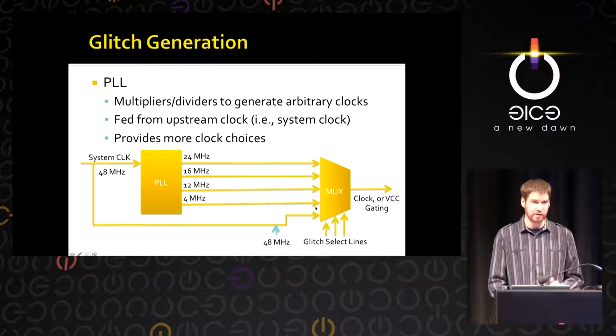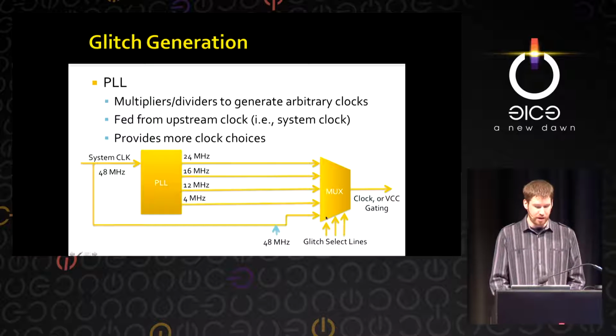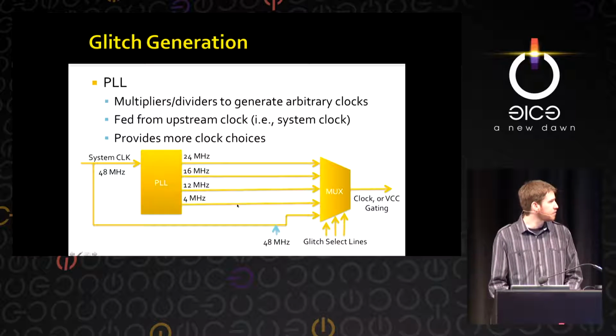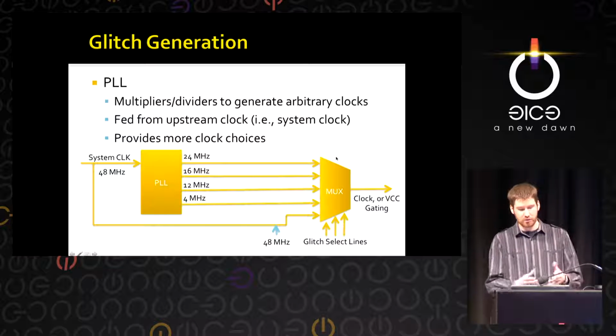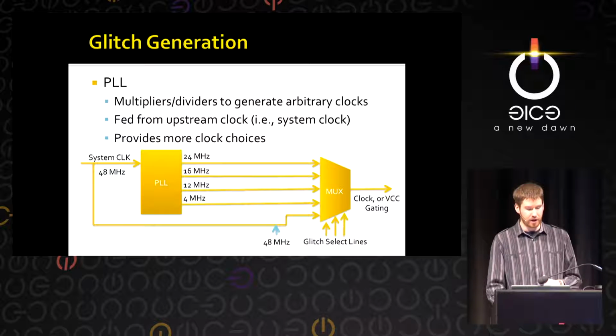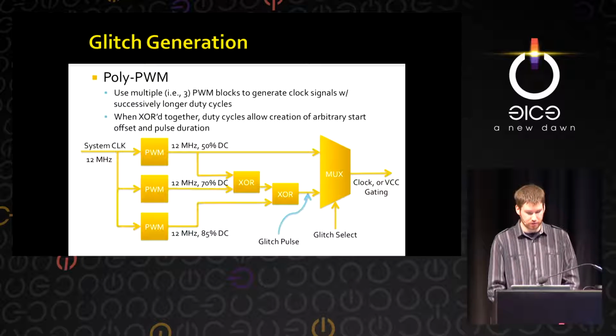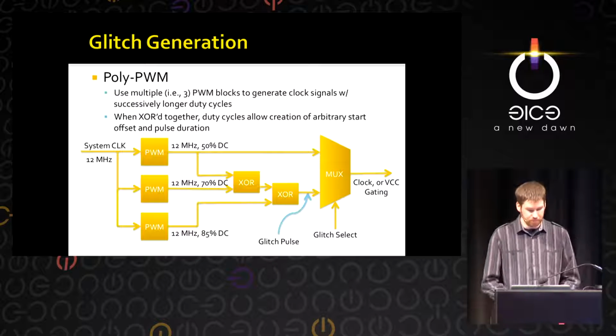Combine all of those with the fast system clock, add a couple more select lines, and now you've just given yourself more choices in terms of what speeds you want to play around with. So if you do this work up front, then you don't have to keep changing your circuitry down the road. It's more flexible. So the third method is poly PWM.